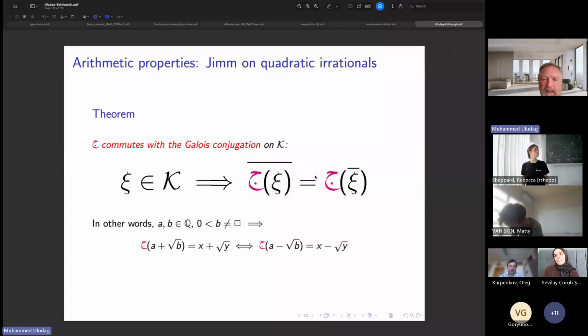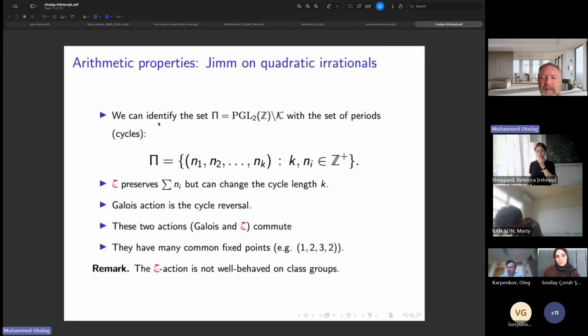Another way to say this is that if Jimm of A plus square root of B equals X plus square root of Y, then Jimm of A minus square root of B equals X minus square root of Y, where B is a non-square positive rational number.